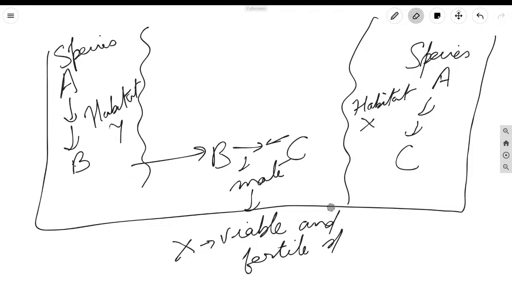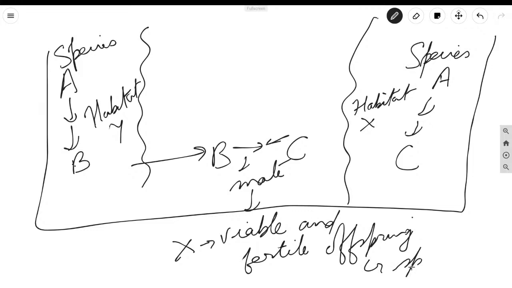Viable and fertile offspring. That is the definition of speciation. Now, speciation has occurred: formation of a species from the two pre-existing species. So the presence of pre-existing species A is a must, because you cannot have a species jumping up from air, right? But due to adaptive radiation, this is also called parapatric speciation, because there is no physical barrier.